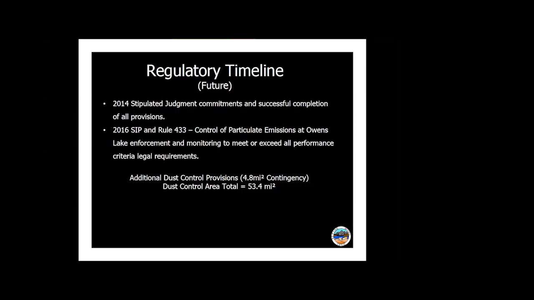One of the great things about the regulatory documents that we have is that there are provisions for additional controls. There are provisions for 4.8 miles of contingency areas. That would bring our dust control area to 83.4. That's one of the provisions of the stipulated judgment.